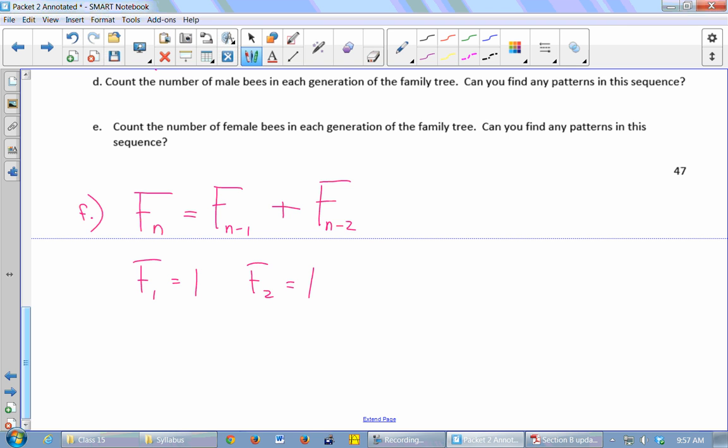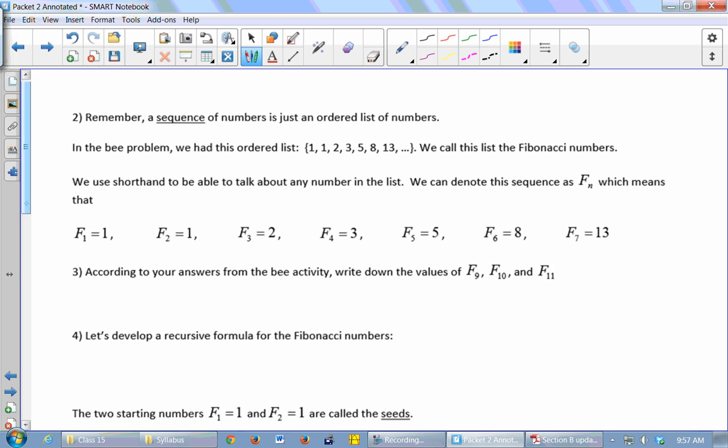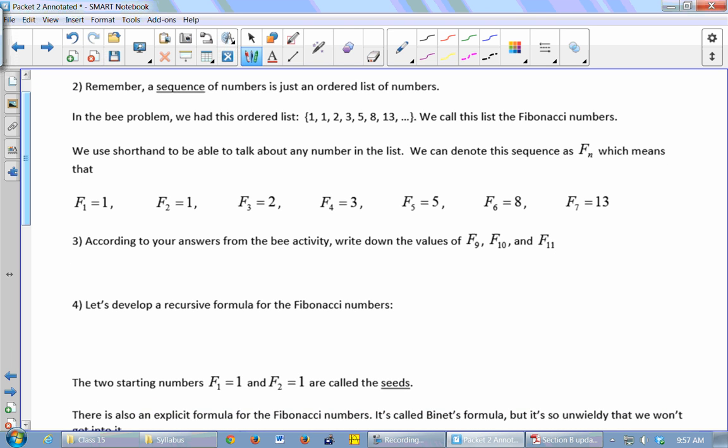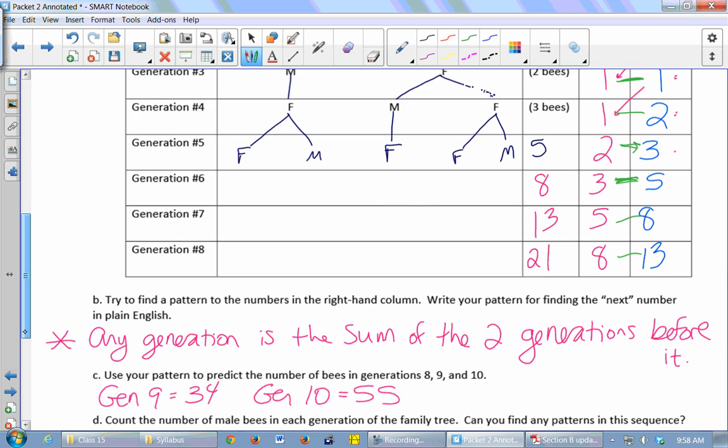This is called the Fibonacci sequence. And it'll be written again. So just to remind you, a sequence of numbers is just an ordered list of numbers. In the B problem, we have this ordered list, 1, 1, 2, 3, 5, 8, 13, and we call this list the Fibonacci numbers. We use the same shorthand that we've been using for sequences for the past 3 classes to talk about any number in the list. So we denote the sequence F sub n. So F1 is 1, F2 is 1, F3 is 2, F4 is 3. So the subscripts give the address, right? And then according to our answers from the B activity, F9 was 34, yeah.